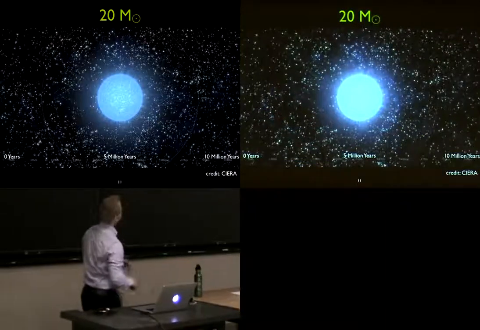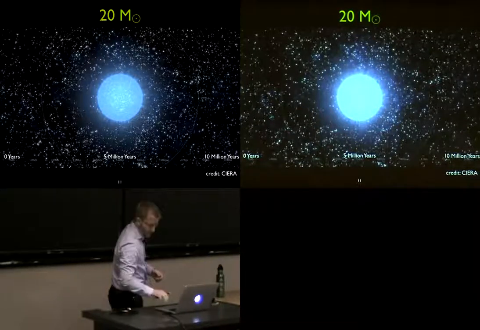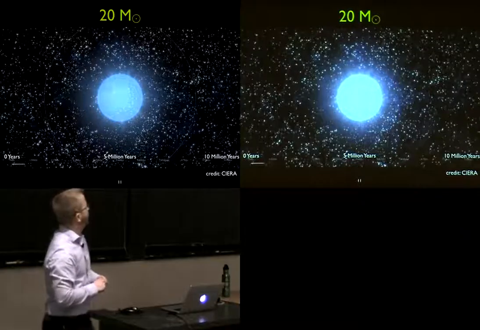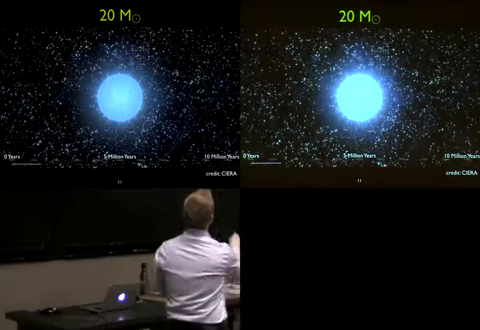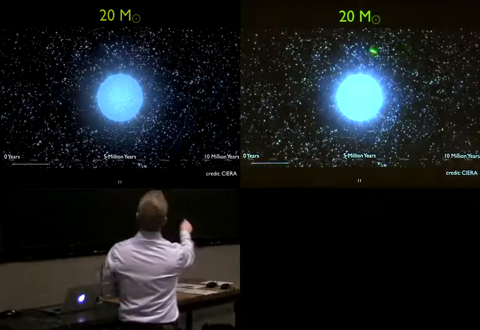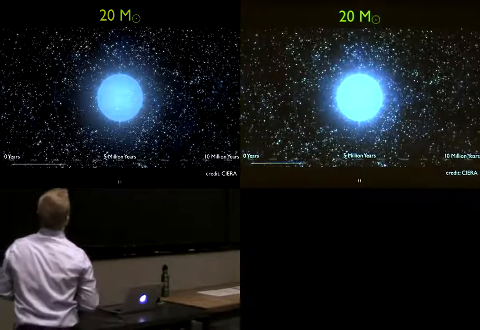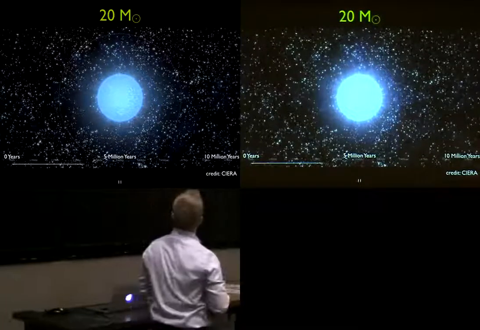And then finally, a very massive star. So this is 20 solar masses. The whole duration of the simulation is only 10 million years. And so this line right here is 20 solar radii. So it's even more blue than the last object. We're at about 3 million years right now.